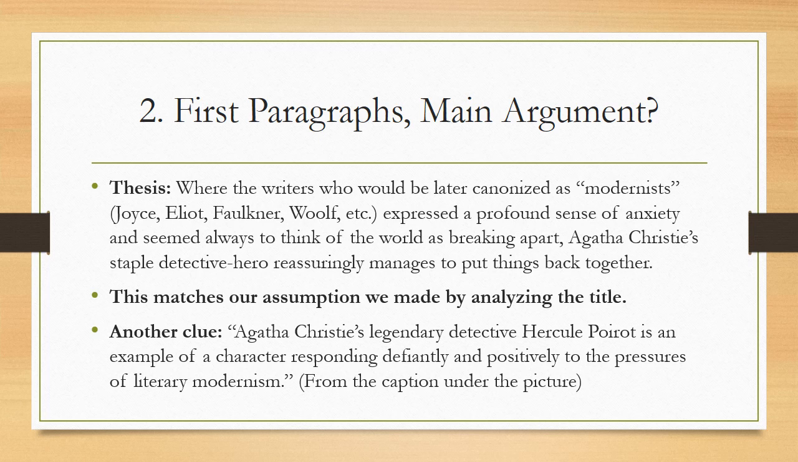And there's another clue. Because this is a web article, we also get a thesis in that caption under the picture. Agatha Christie's legendary detective is an example of a character responding defiantly and positively to the pressures of literary modernism. I think that's almost a better thesis than the one at the end of the intro or the end of the first section. But there's several ways by reading barely any of this article we can understand really clearly what the meaning of it is.